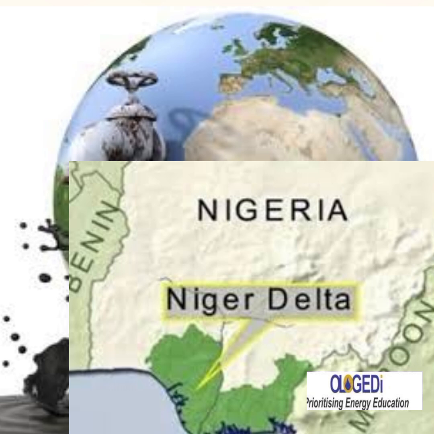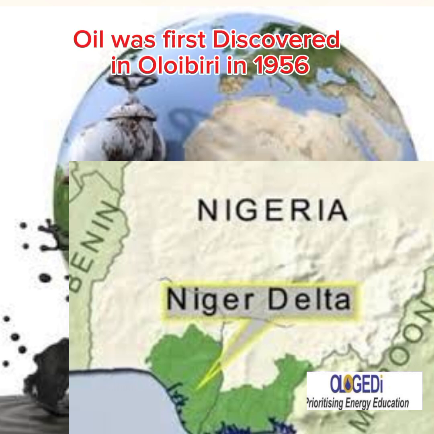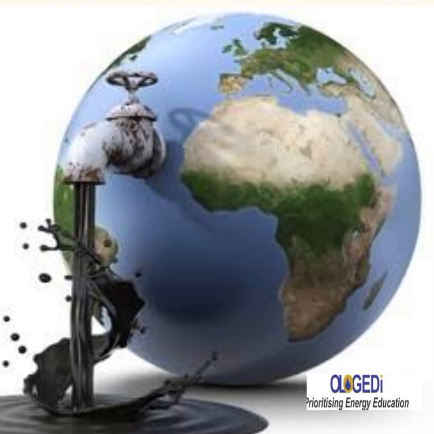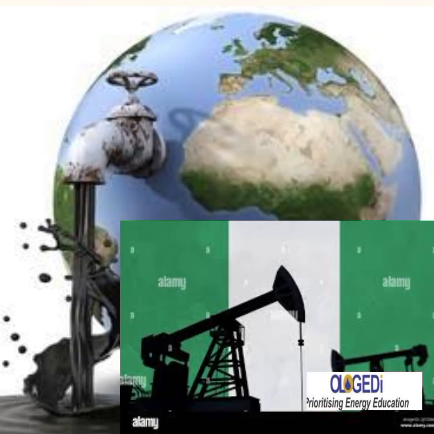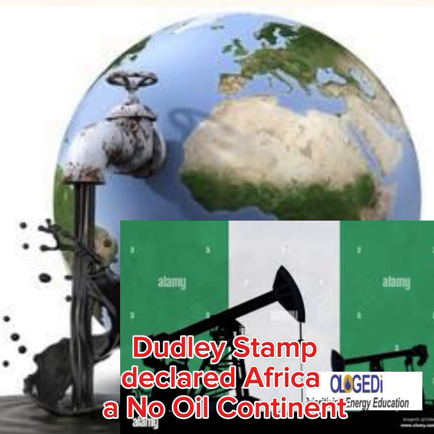Now let's get down to Nigeria. The Niger Delta is Nigeria's main oil producing region, known for its vast reserves. Beyond the Niger Delta, in Africa as a whole, oil was first discovered in Oloibiri in 1956, making it the start of Nigeria's journey as a major oil producer.